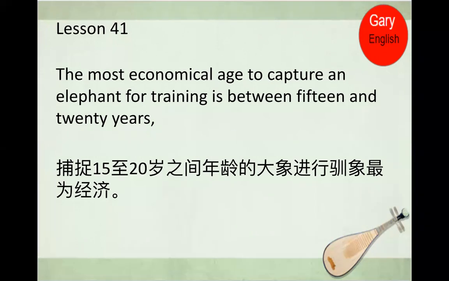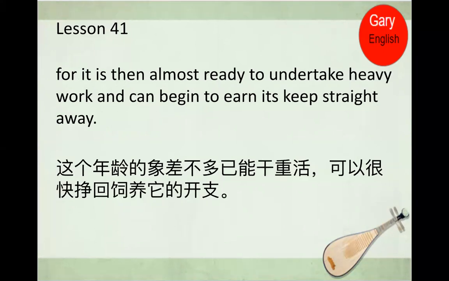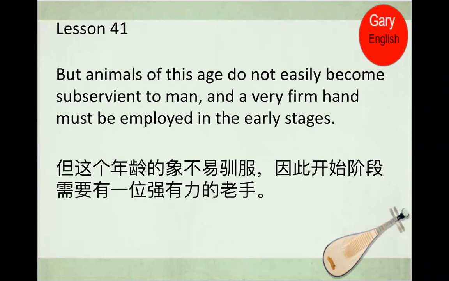The most economical age to capture an elephant for training is between 15 and 20 years, for it is then almost ready to undertake heavy work and can begin to earn its keep straight away. But animals of this age do not easily become subservient to man, and a very firm hand must be employed in the early stages.